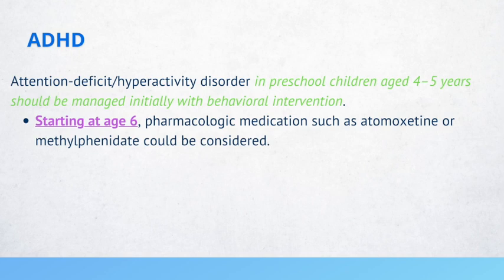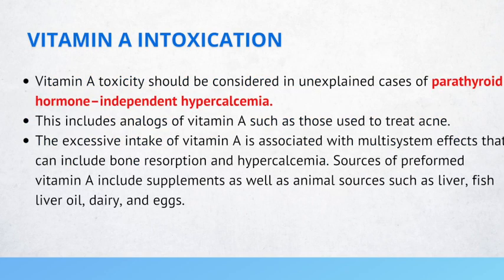Electrolyte disturbances are another high-yield topic, but something that's more nuanced that you need to know is that if a patient has a parathyroid hormone independent hypercalcemia, this can be due to vitamin A toxicity. So recall that you have vitamin A analogs such as those used to treat acne. The excessive intake of vitamin A is associated with various effects, and this can include bone resorption and hypercalcemia. So some sources of vitamin A include animal sources such as fish and liver, and also dairy and eggs.